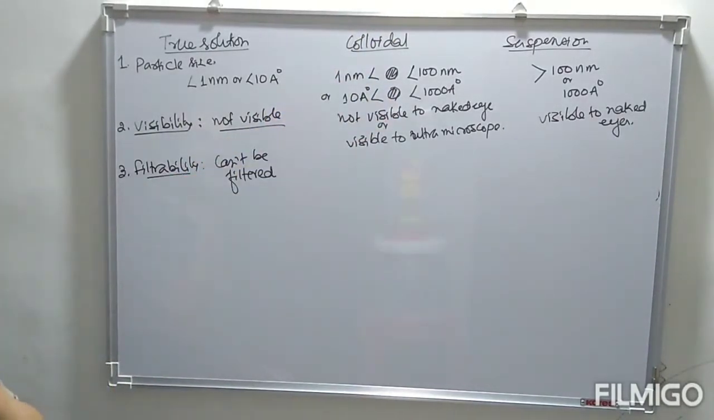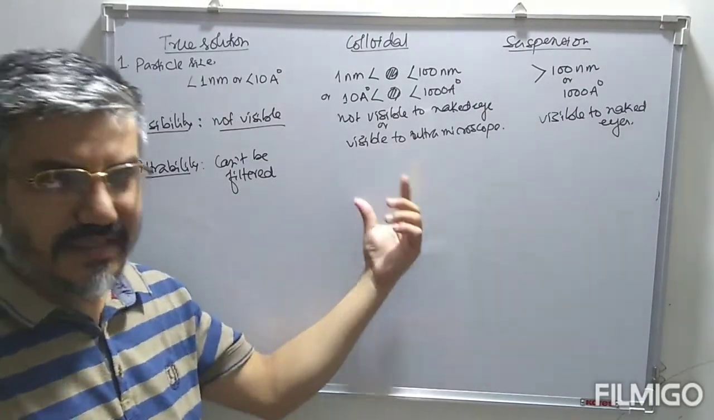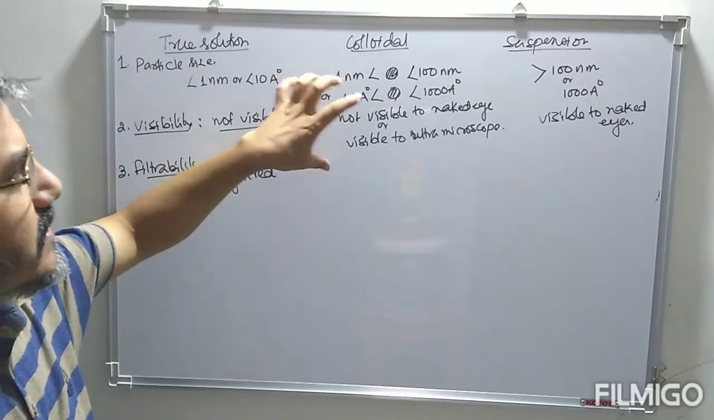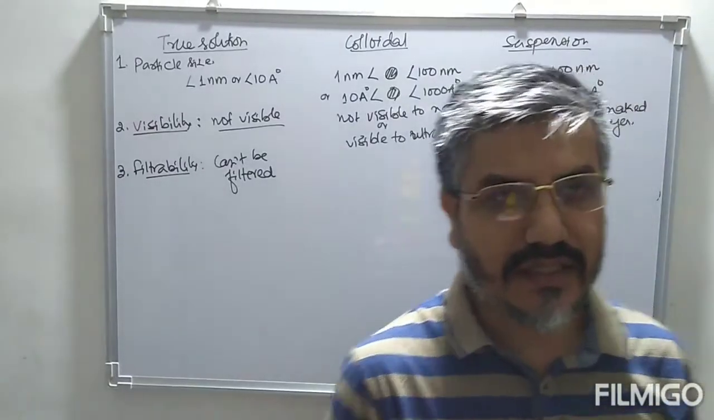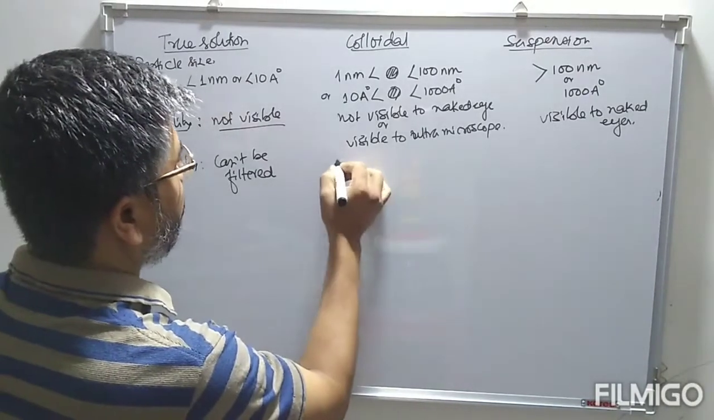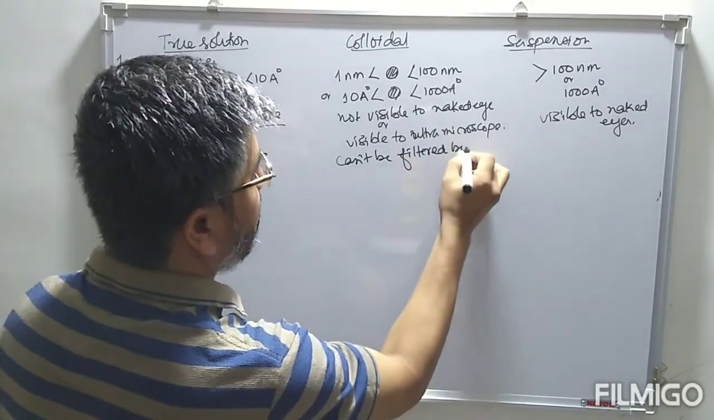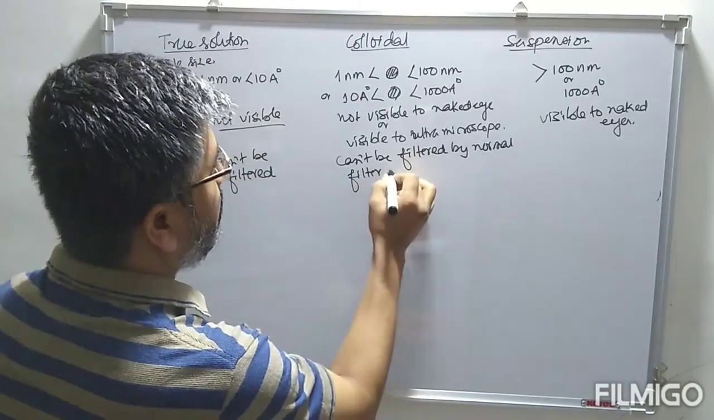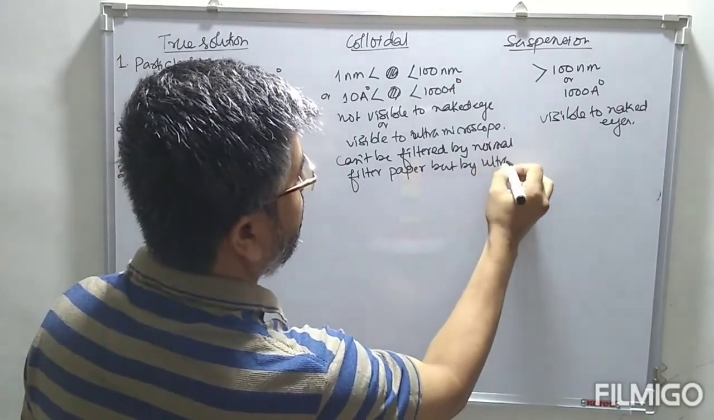Whereas in case of colloidal solution, the particle size is less than the pore size of normal filter paper. That means these colloidal particles cannot be filtered by normal filter paper, but they can be filtered by ultra filter paper.